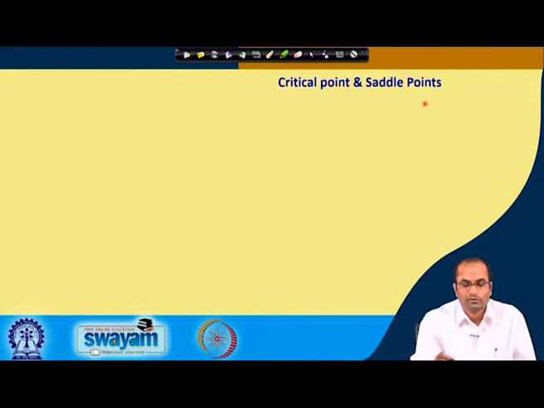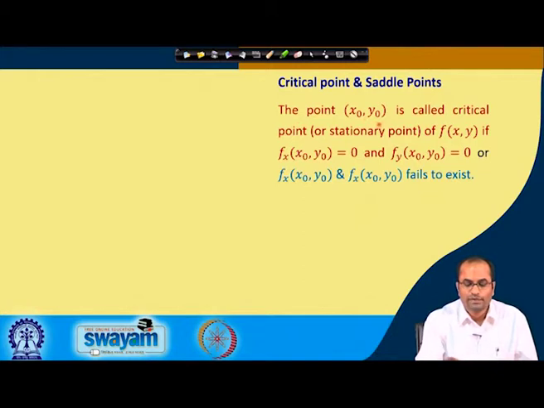So, there will be another terminology used in this lecture: the critical point and the saddle point. The point (x0, y0) is called a critical point, or we also call it a stationary point, of f(x, y) if the partial derivative f_x at this point (x0, y0) is 0 and the partial derivative f_y at that point is 0, or simply they fail to exist. So, that possibility is also included. That is the definition of the critical point or the stationary point.